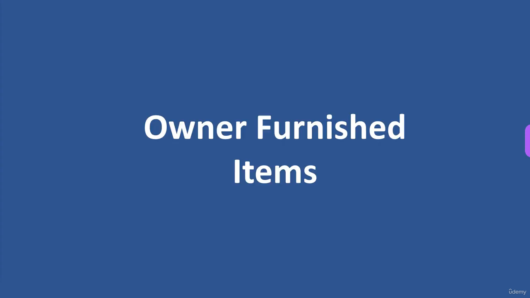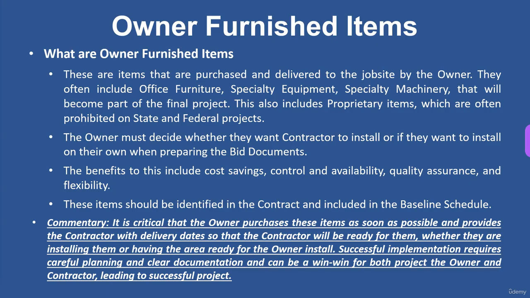Owner furnished items. So why are these important? So what is an owner furnished item? These are items that are to be purchased and delivered to the job site by the owner. They often include things like office furniture, any specialty equipment the owner might use, any specialty machinery they might use, and they will become part of the finished product. So when the project is built and completed, these are items that are going to be part of it.